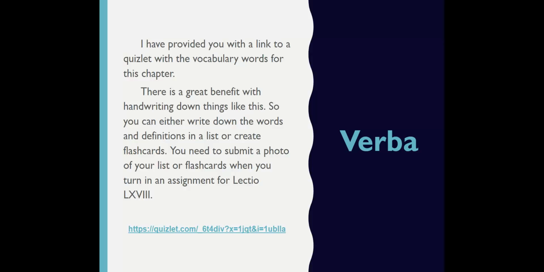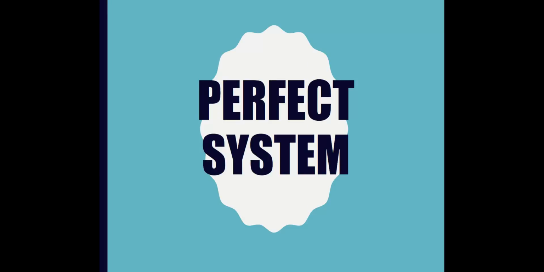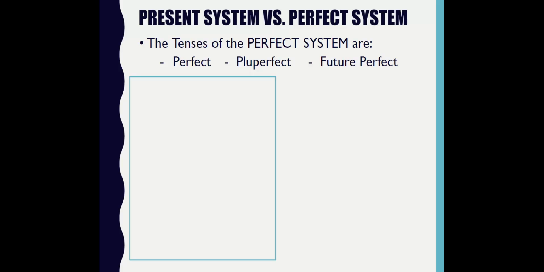All right. So along with vocabulary words, we're learning new things about verbs today called the perfect system. Okay. So we had learned about the present system, but now we're going to learn about the perfect system. The tenses of the perfect system are perfect, pluperfect, and future perfect. Easy way to remember that is the fact that all of those have the word perfect in it.